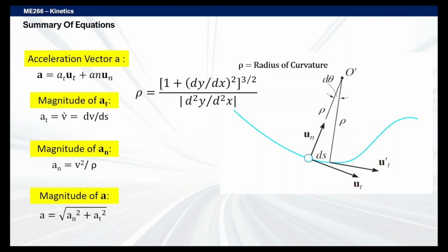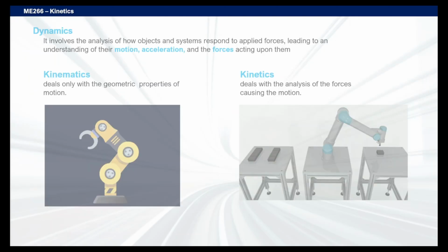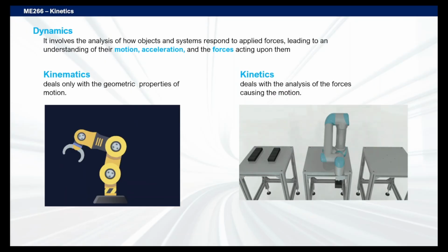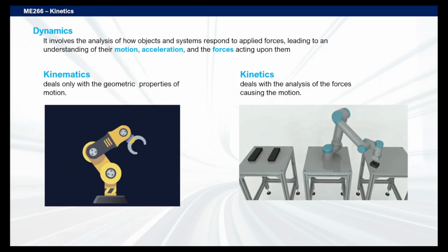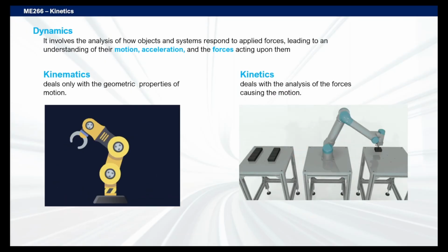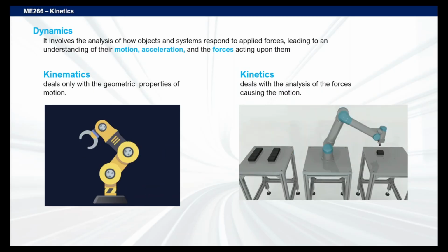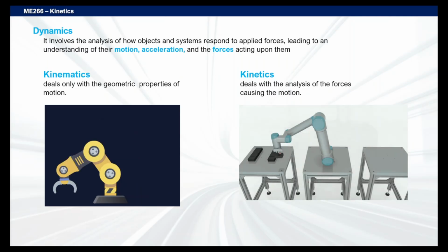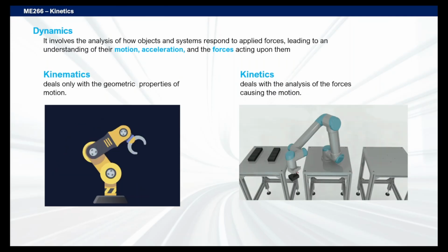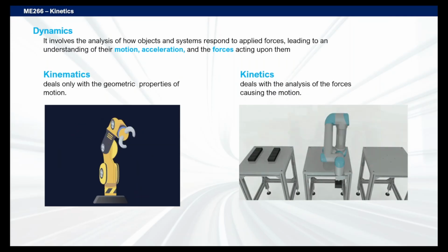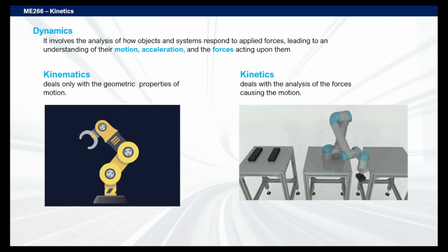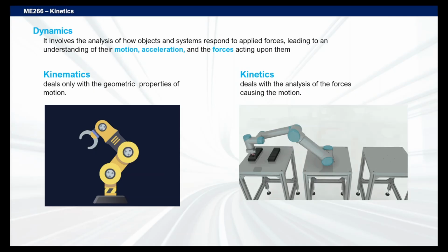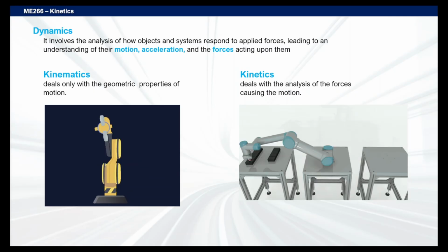Okay. Some definitions. As you know, dynamics is basically the understanding of motion, acceleration, and forces acting upon them, and how we understand these three basic variables on analysis of objects and systems. It's divided into two. There's kinematics and there's kinetics. In kinematics, we primarily concern ourselves with the geometric properties of motion. How fast it is, how far from the original position. Is it accelerating? Is it decelerating? So those are the kinematics questions.